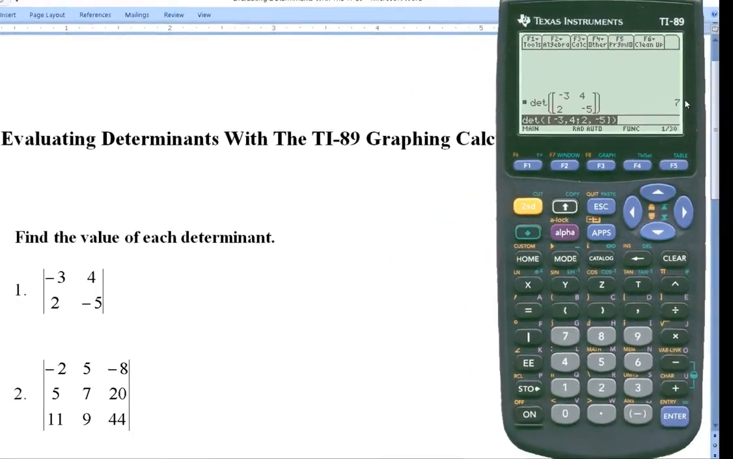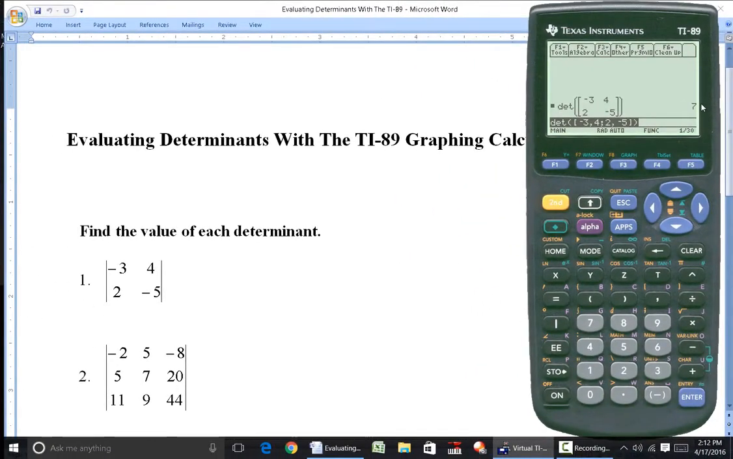Okay. So the determinant is a number. It's not a matrix. When you add or subtract or multiply matrices, you get a matrix. If a matrix has a multiplicative inverse, the answer is going to be a matrix. Here, the determinant of a matrix is a number. In this case, it's 7. 2 by 2s are fairly easy to evaluate. You just cross multiply here. -3 times -5 is 15, and 2 times 4 is 8. You subtract those 2 values. 15 minus the 8 is 7.